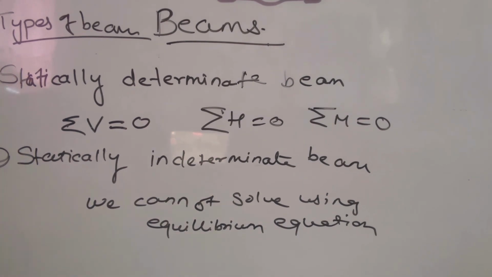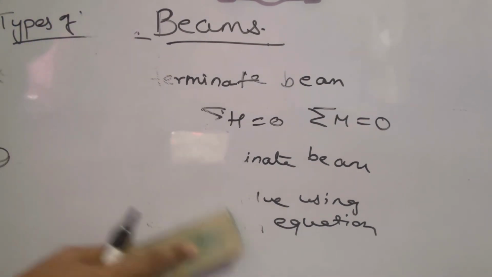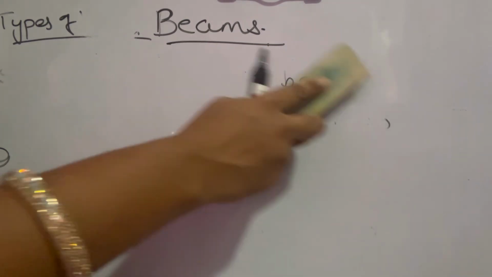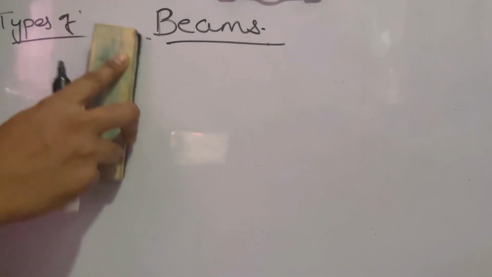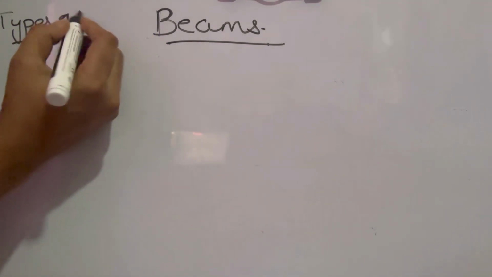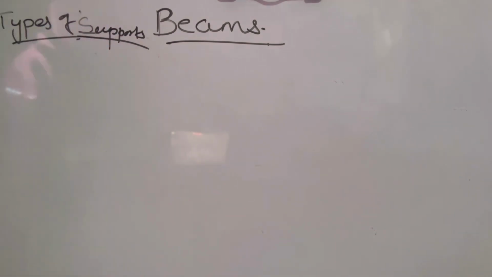Now here we have seen the types of beams. Now the second part of this is types of supports. We have different types of supports, and looking at the support we have to find out how many reactions that support carries. So the first support we have is a fixed support.